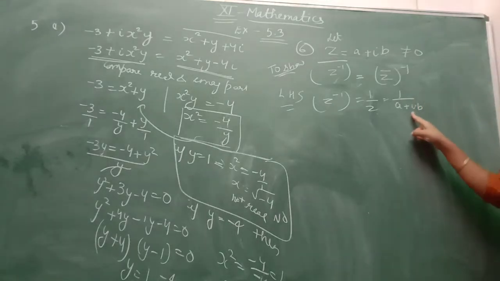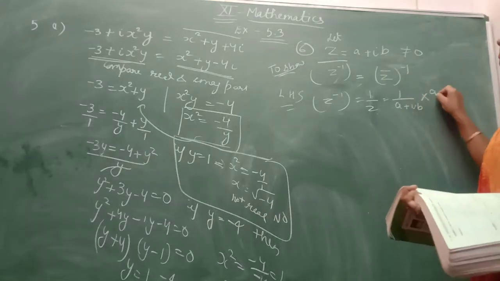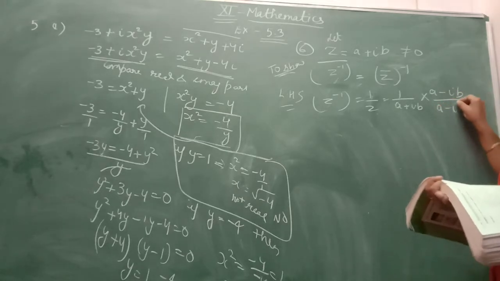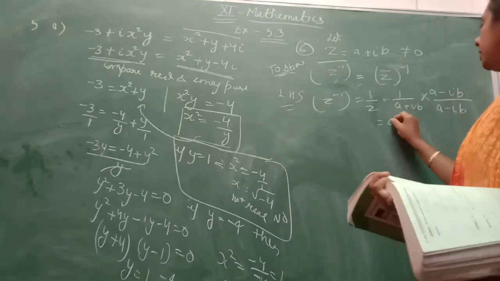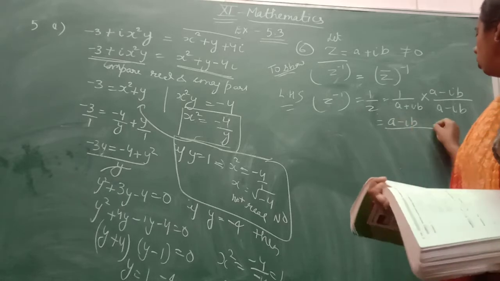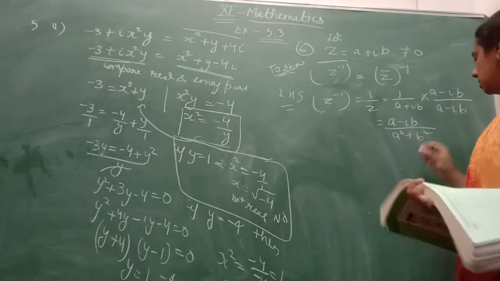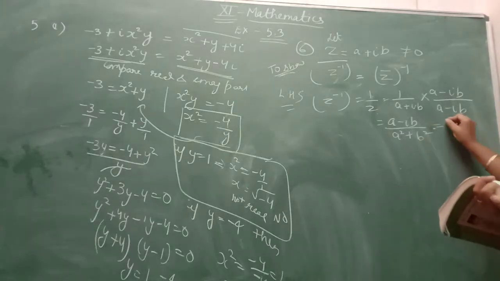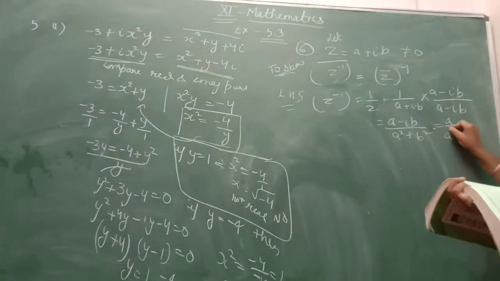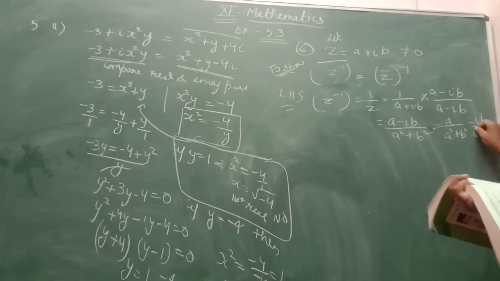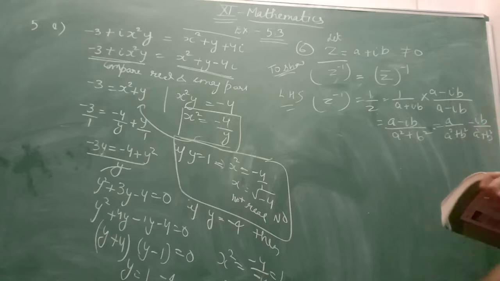Because in the denominator there is iota, you have to rationalize. Multiply with a minus iota b and divide by a minus iota b. So you will have here a minus iota b. On solving you will have a square plus b square. Split the real part and imaginary part. So this is your real part, and minus iota b by a square plus b square is your imaginary part.